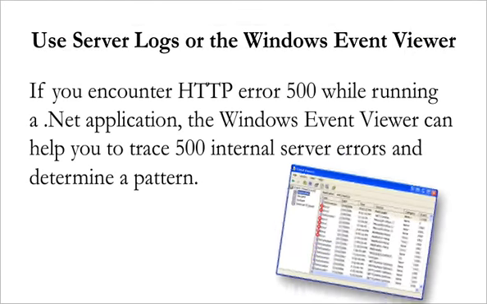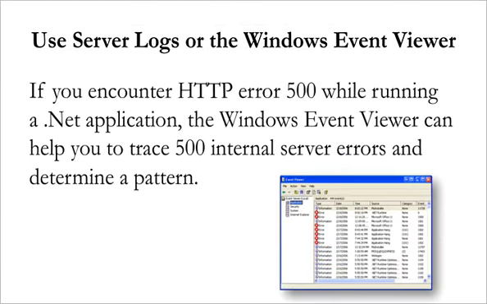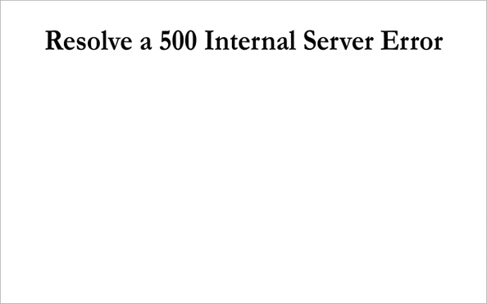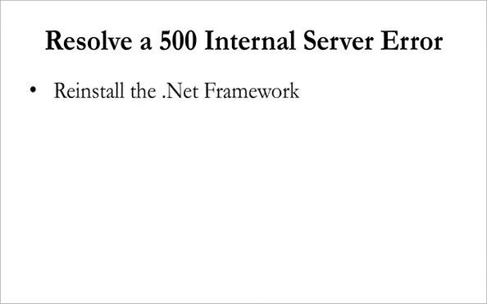If you encounter HTTP error 500 while running a .NET application, the Windows Event Viewer can help you trace 500 internal server errors and determine a pattern. If the server logs are not clear, gather information from the user and find out what they were trying to do when the error occurred. There are other things you can try to resolve a 500 internal server error. If you're using the .NET framework, a corrupt install can cause 500 internal server error messages. Reinstall the .NET framework and see if this solves the problem.